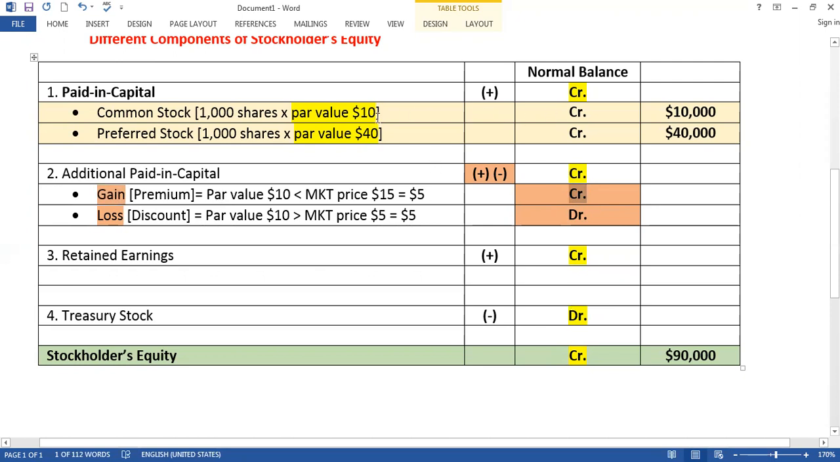Look here, par value. Par value we record under paid in capital. And if we have any gain or any loss, we record it under additional paid in capital. So additional paid in capital means sometimes gain, sometimes loss, right? Very simple. If you have a gain, gain is credit. If you have a loss, loss is debit. Clear?